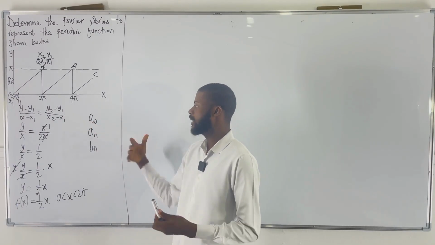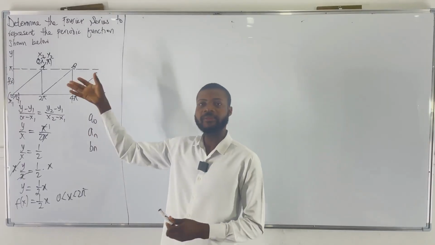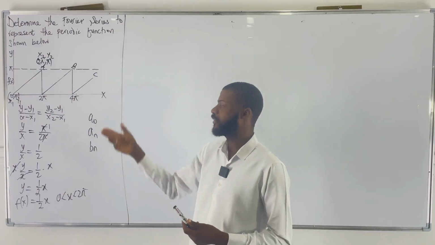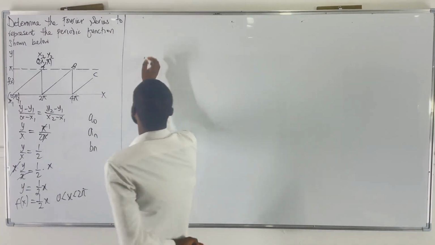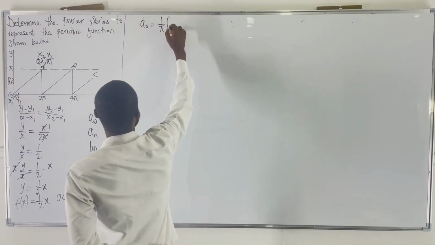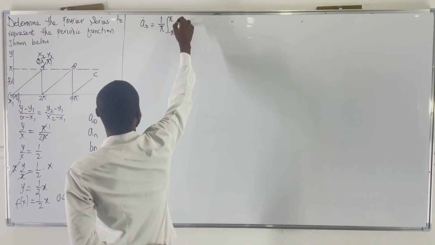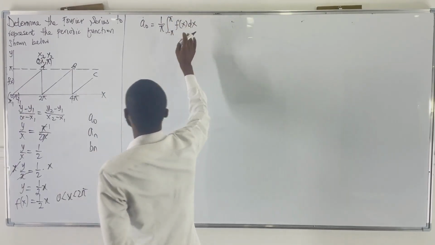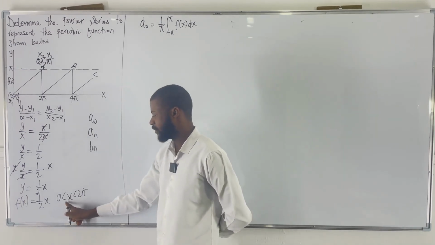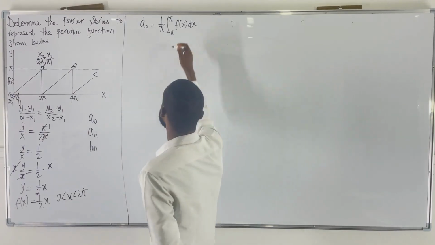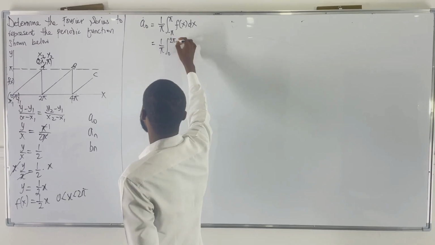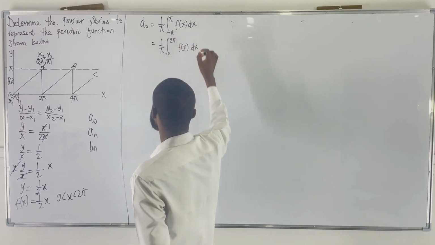So a naught, I normally like saying that a naught is just the area of the shape we have. So here's the thing. A naught is 1 over pi integral from minus pi to pi of f of x dx. Now this is the formula for a naught. But remember that our x value is from 0 to 2 pi, right? So this would then become 1 over pi integral from 0 to 2 pi of f of x dx.